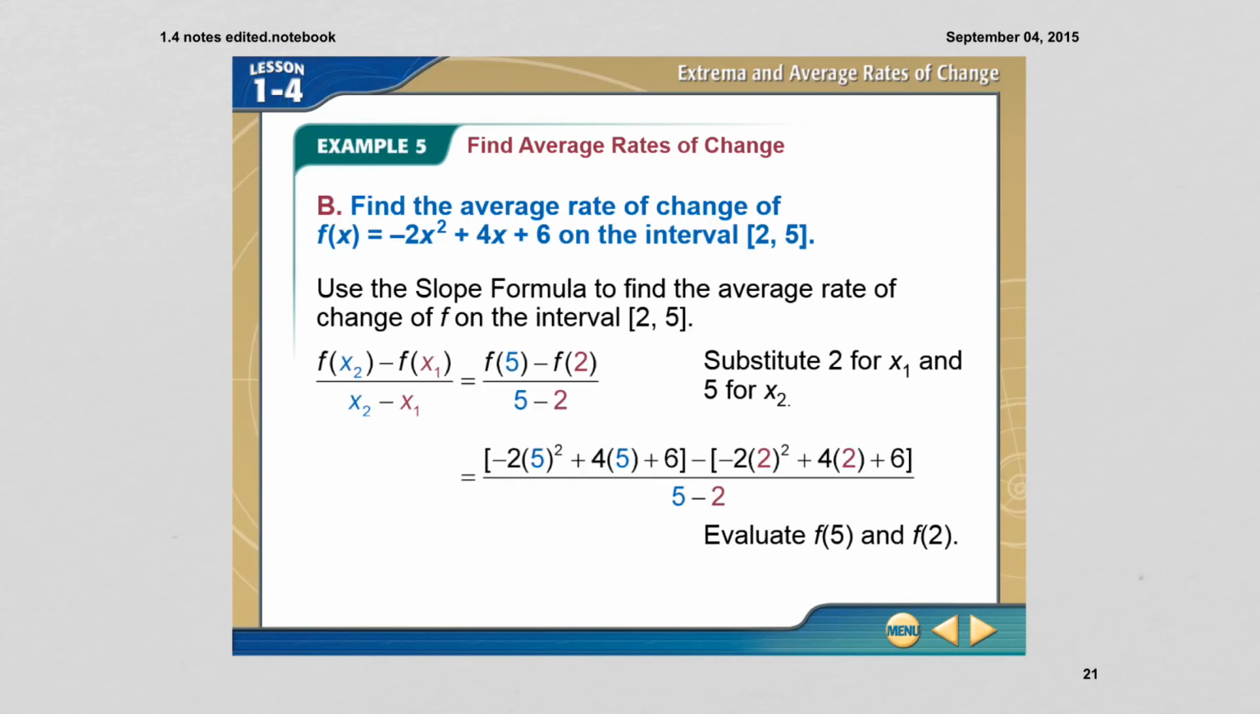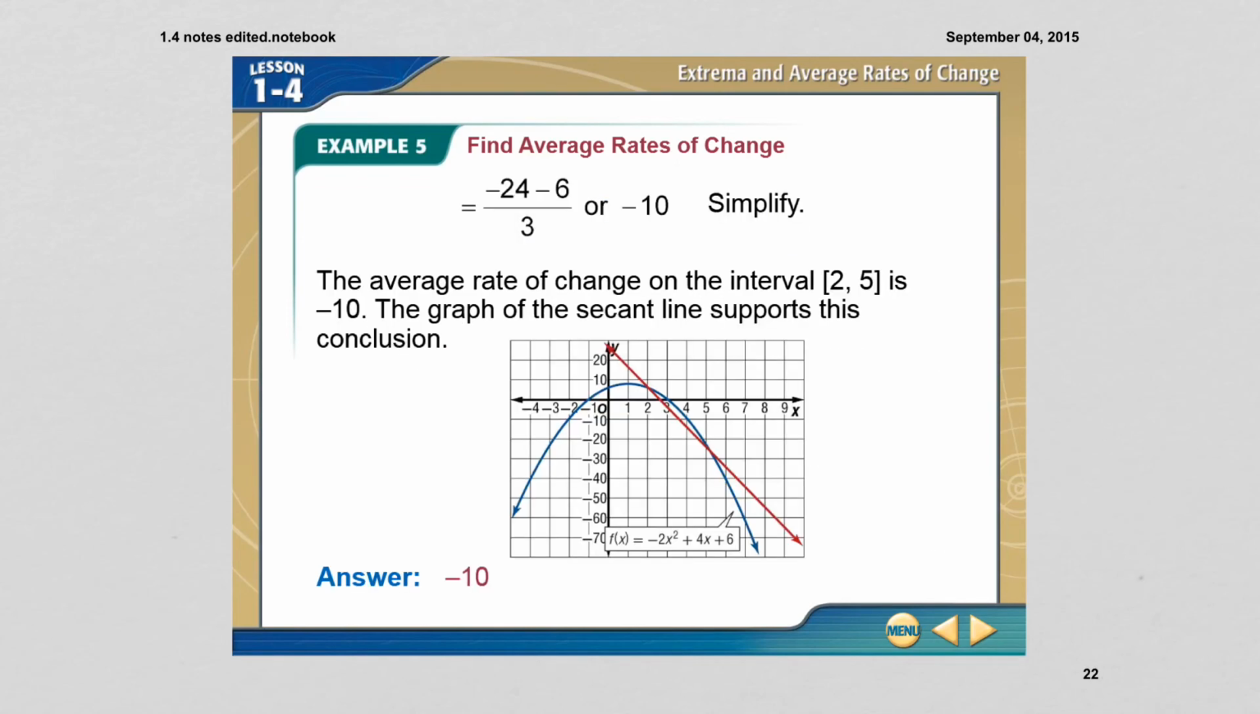Okay, let's try another one. We want to find the average rate, same function, but our interval is changing from 2 to 5. We plug it in just like we did on the previous one, do all of our arithmetic, and when we simplify, we see that we have negative 10, which means I'm going to have a line that's going down. My secant is going to be going in the negative direction. The average rate of change on the interval between 2 and 5 is negative 10. The graph of the secant line supports this conclusion.